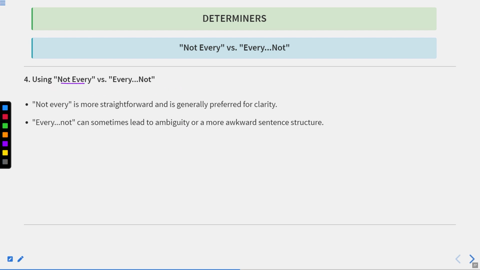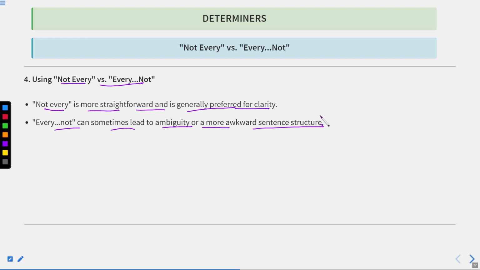Now, how to use "not every" versus "every not." "Not every" is more straightforward and is generally preferred for clarity. If I say "not every student," it means I'm talking about the possibility that there are students who will not understand the concept. "Every not" can sometimes lead to ambiguity or more awkward sentence structure.